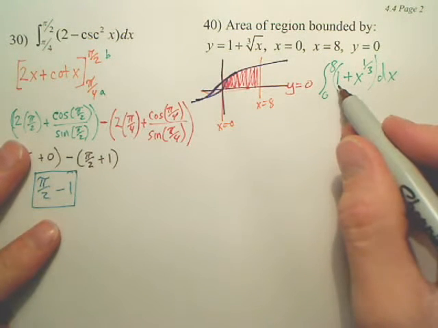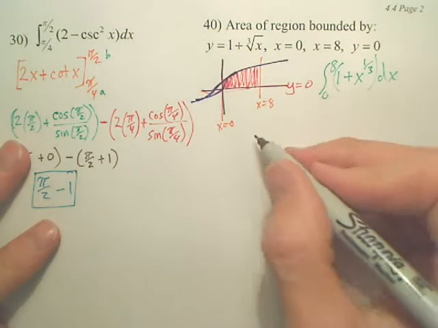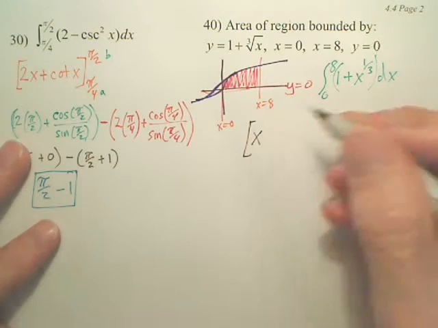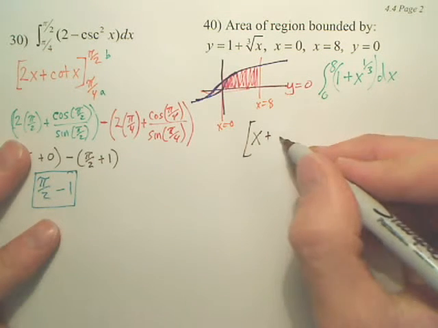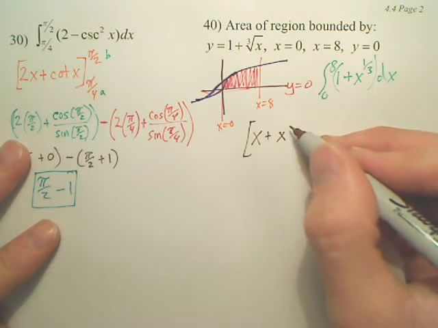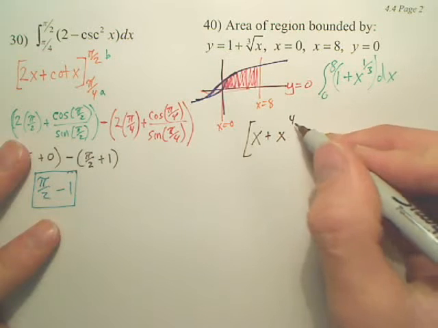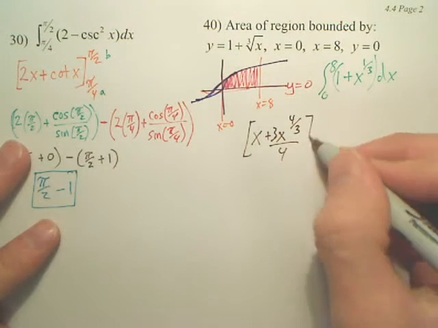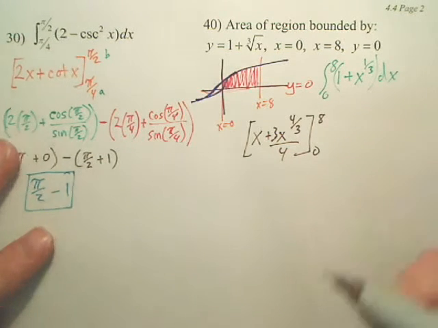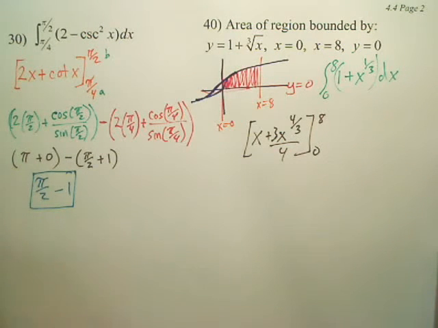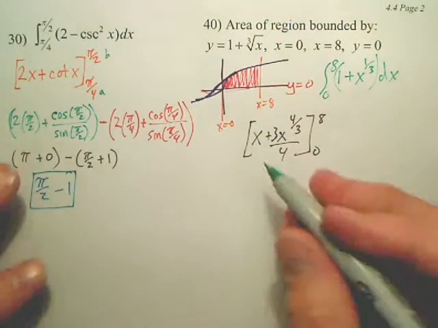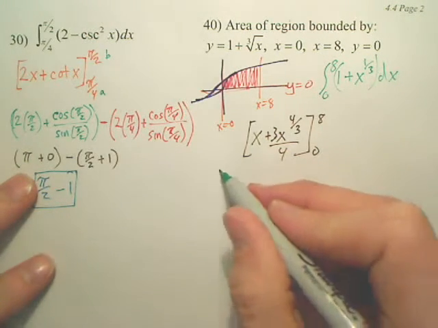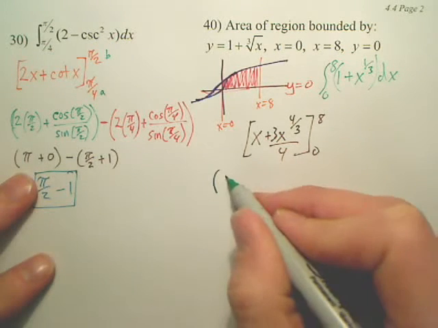So integrate this. The integral of 1 is x. The integral of this is x to the 4/3, and when you divide, you get 3/4. So we now plug in which one first? 8. Don't make that mistake.